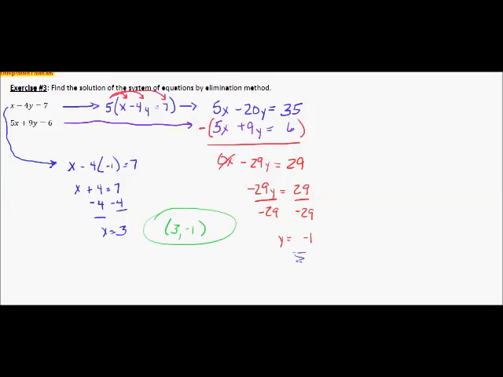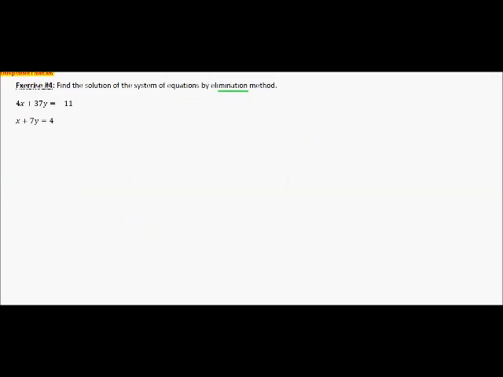Alright? Alright, let's try one more. Okay guys, here is number 4. So we want to do the same thing here. We want to solve the system of equations by elimination.